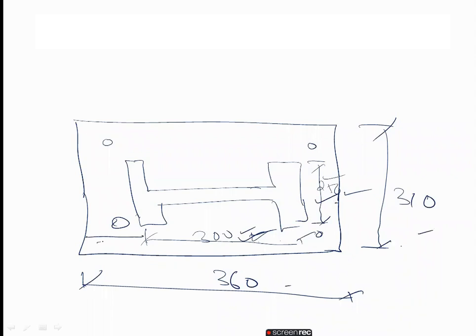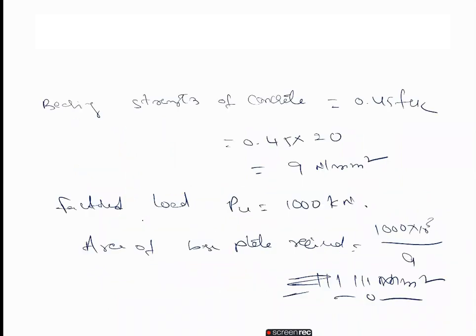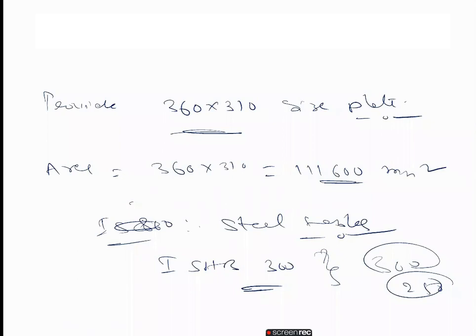Then what happens? This is the 30 and this is the 30. So here also this is the 30, this is the 30. So 250 plus 60 is 310. 300 plus 60 is 360. Now we have to calculate A and B. Before that, we will calculate the area.